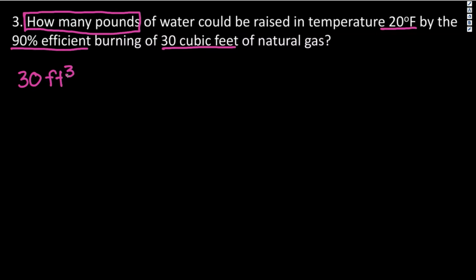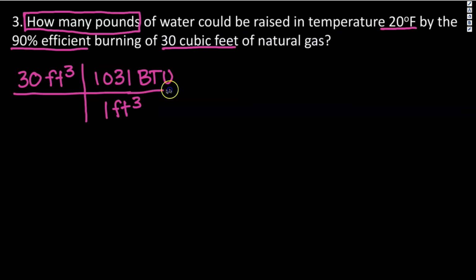Then we want to use that information they gave us in the previous slide that said there's 1,031 BTUs per 1 cubic foot. This is going to get us to convert it, and we need BTUs because we need BTUs to get to pounds. So it's a little bit of a process. So we're going to do 3,930 once we multiply these two, and our answer will be in BTUs.